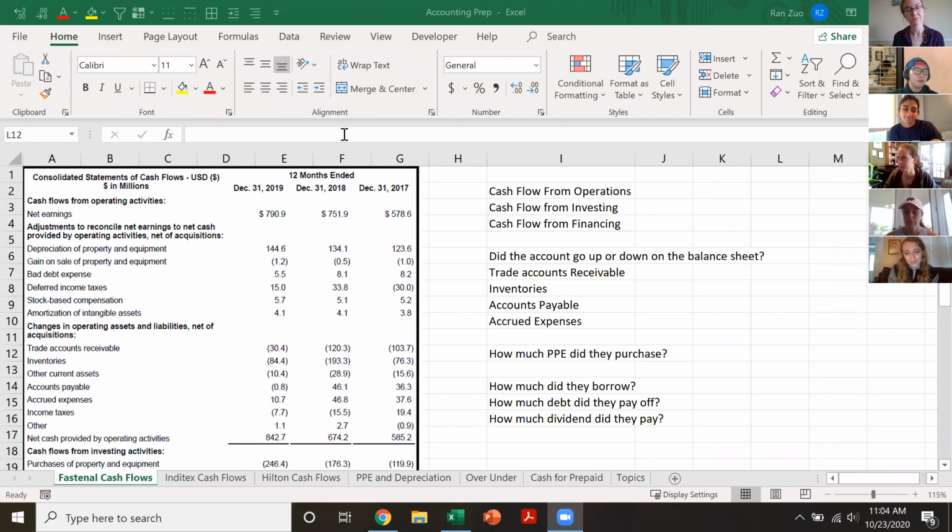All right, does everybody see the screen right here with the accounting prep Excel? Give a thumbs up, good. Okay, let's dive right in. So the first three tabs are cash flow statements.